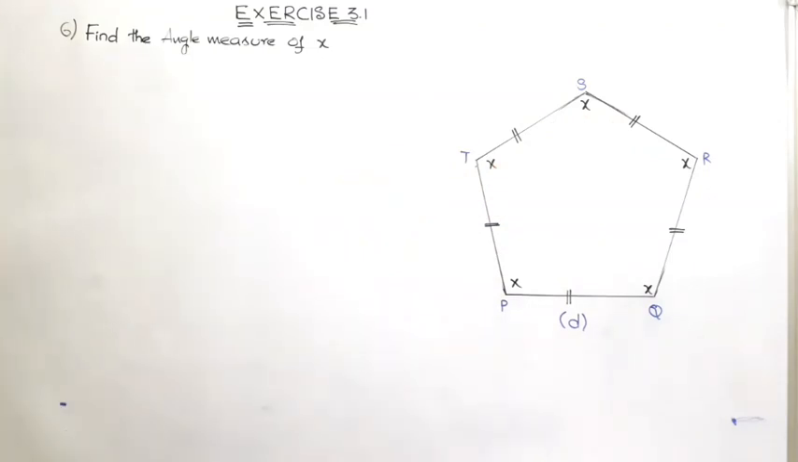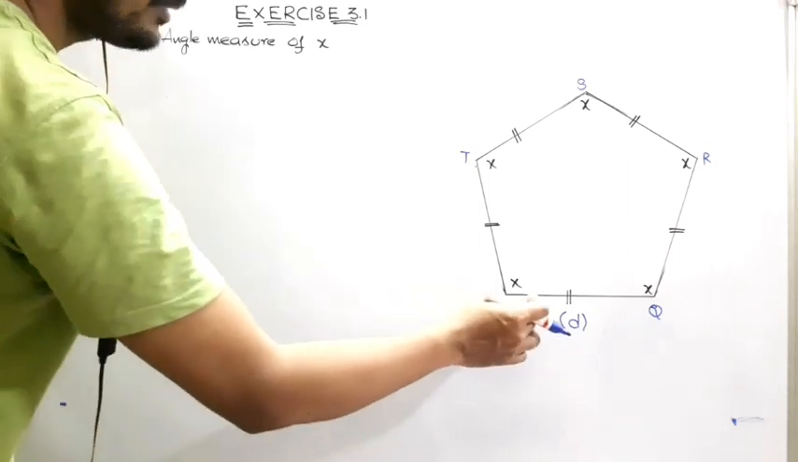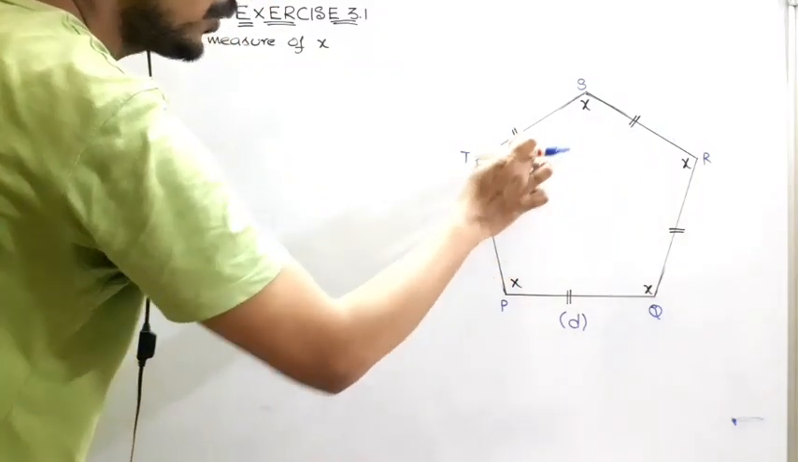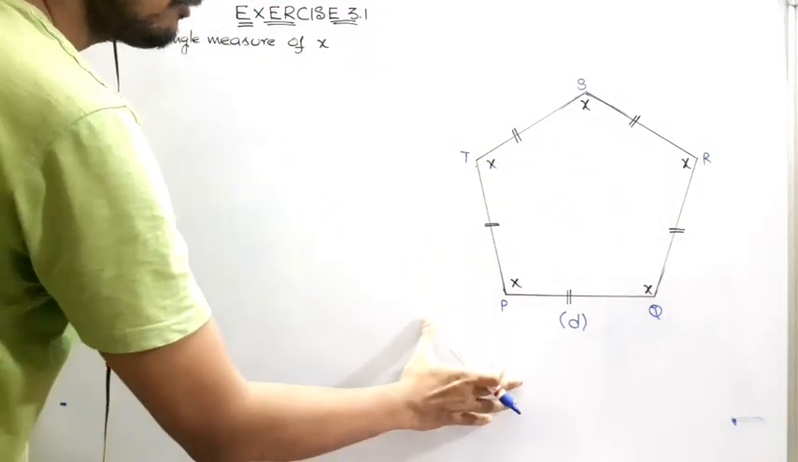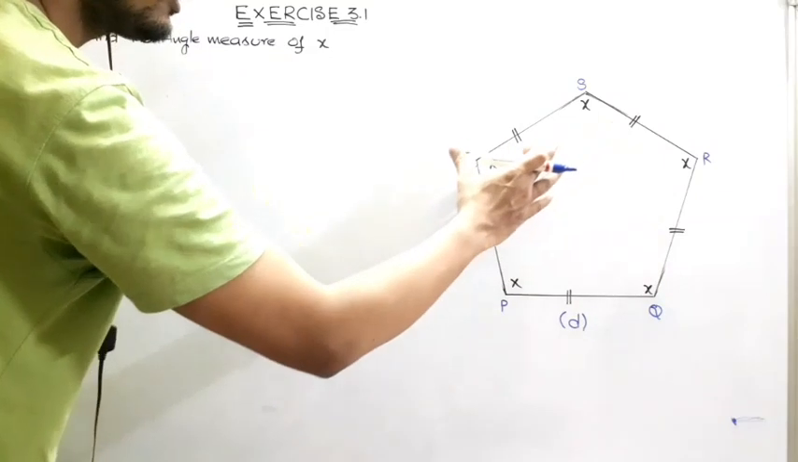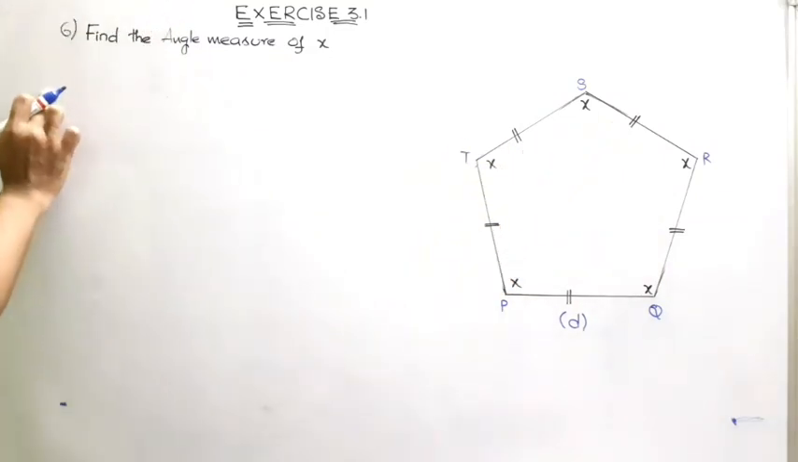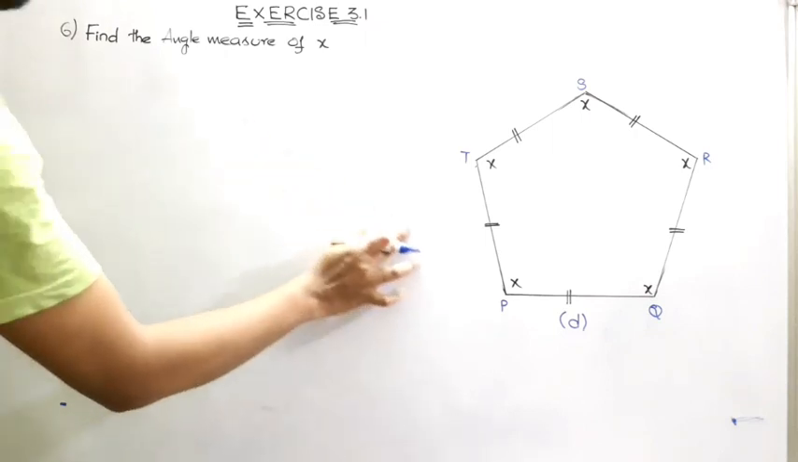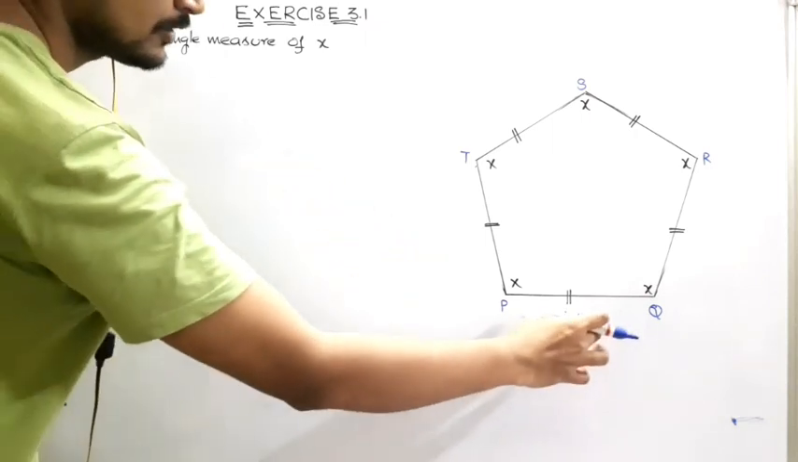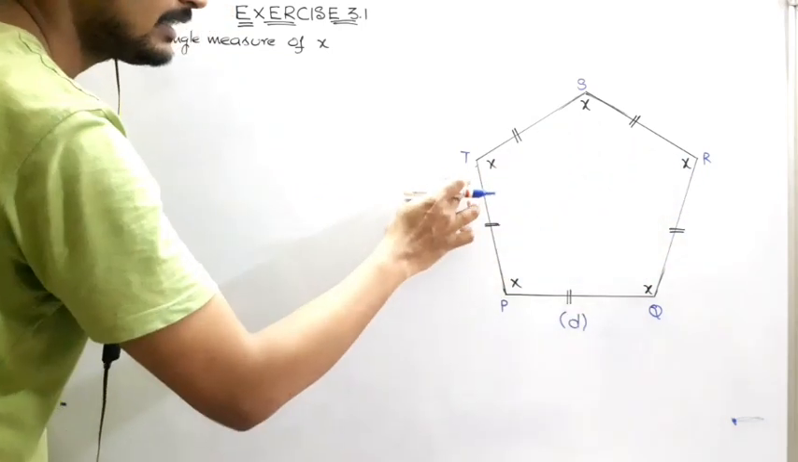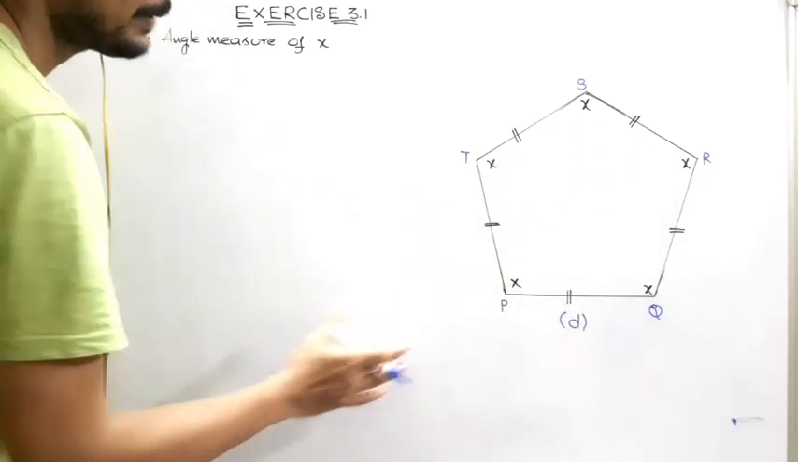So clearly the given figure is a regular polygon. The other thing is, how many sides are there? 1, 2, 3, 4, 5. A total of 5 sides makes this polygon PQRST. A 5-sided polygon we call a pentagon. So the polygon PQRST is a regular pentagon.